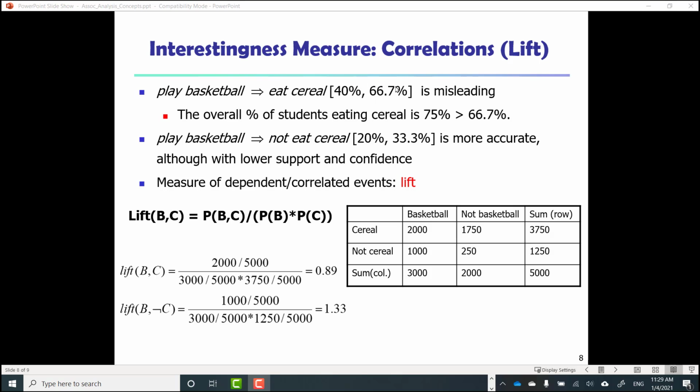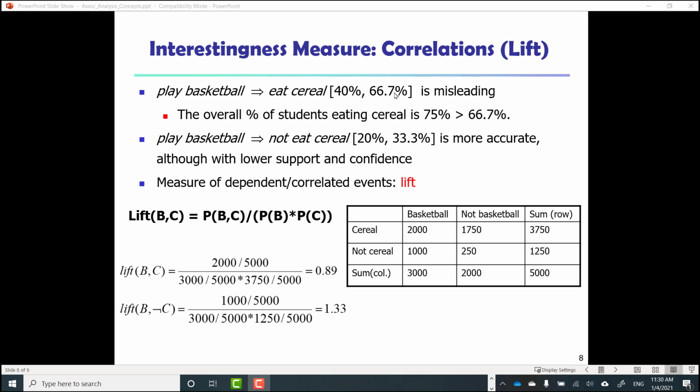If you look at this number, 66.7%, this is very impressive. What this means is, as far as you know, somebody is playing basketball, there is a 66.7% chance this person will buy or eat cereal, right? So it looks like a great business rule we want to use. But it can actually be misleading. There's one more factor we need to consider before we adopt this business rule.